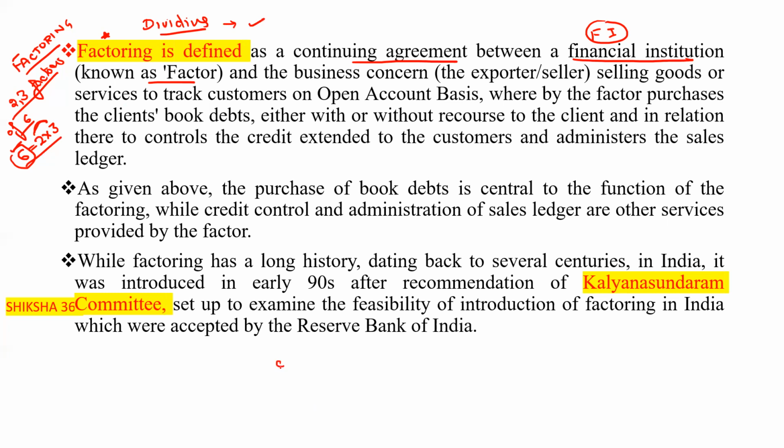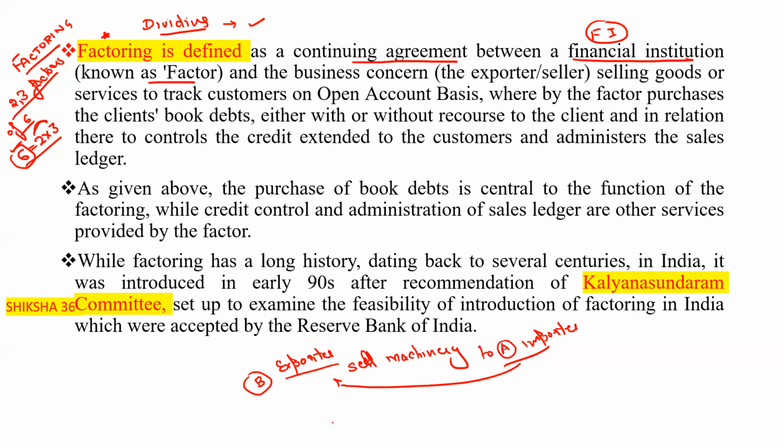Like we can say that an exporter B sells machinery to an importer A, and A promises that A will pay back the whole amount in 12 months. Every month a specific amount will be paid, or quarterly or half yearly, depending on case to case. But B wants some money urgently.